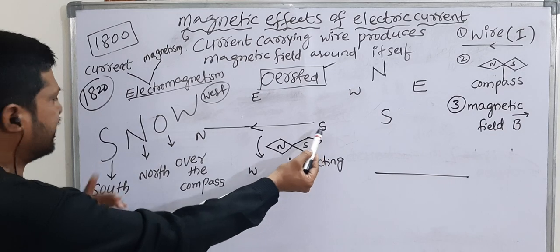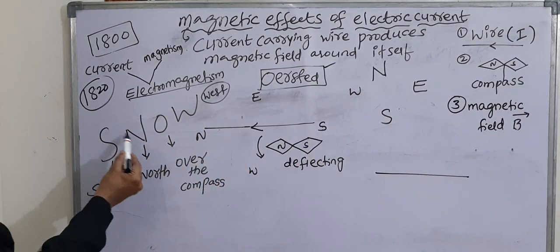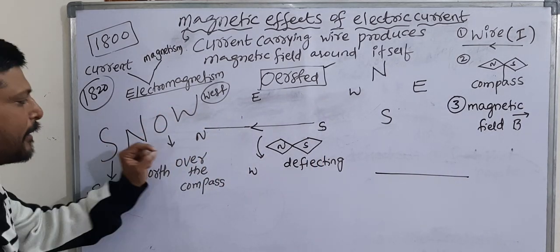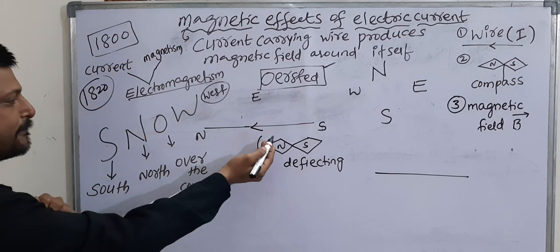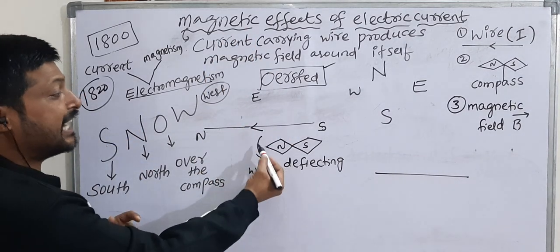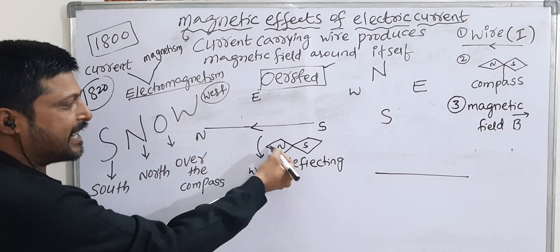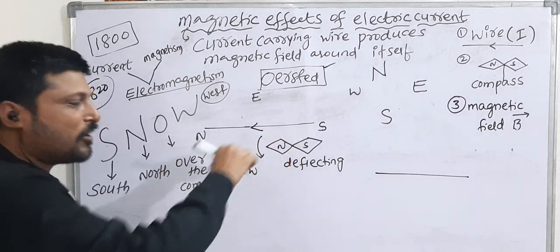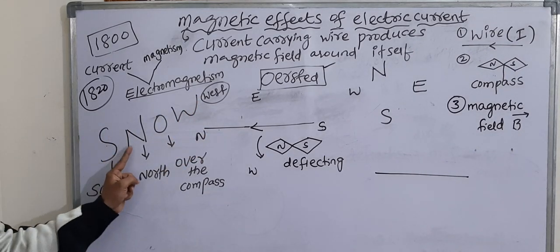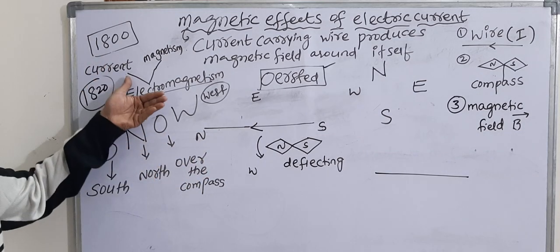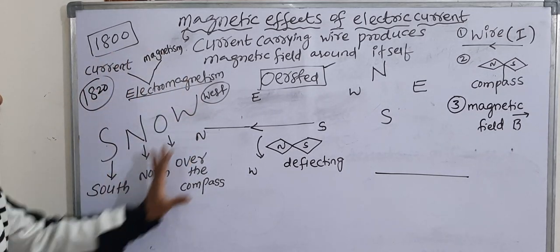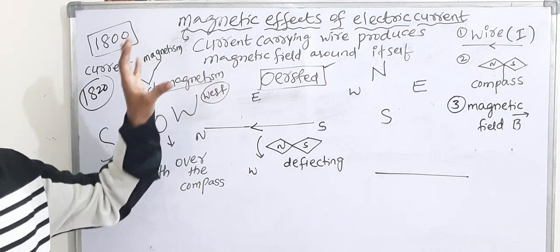That means when current flows south to north, see here, current is flowing south to north, and the wire is placed over the compass, then the needle deflects towards west. The magnetic compass will deflect towards west. That means the magnetic field is towards west. So by using this rule, we can easily find the direction of deflection of the needle.